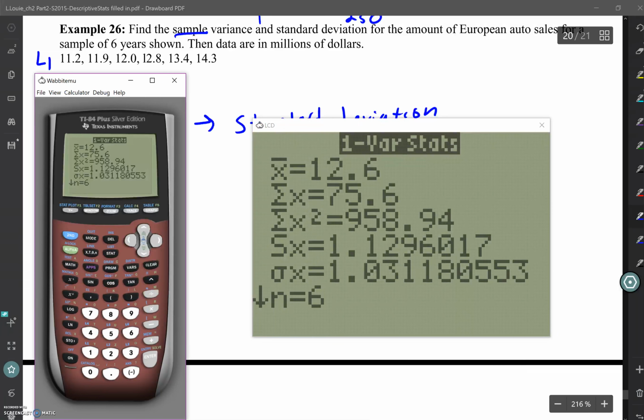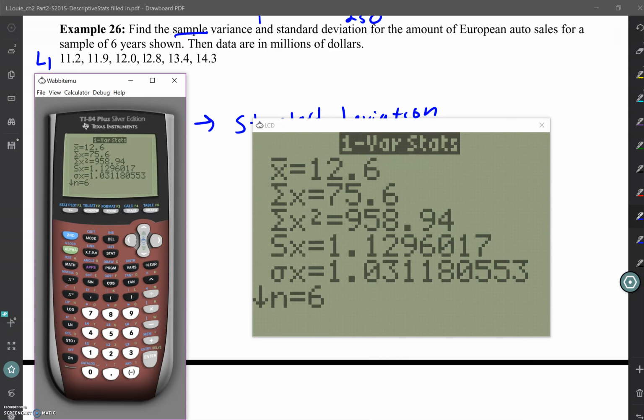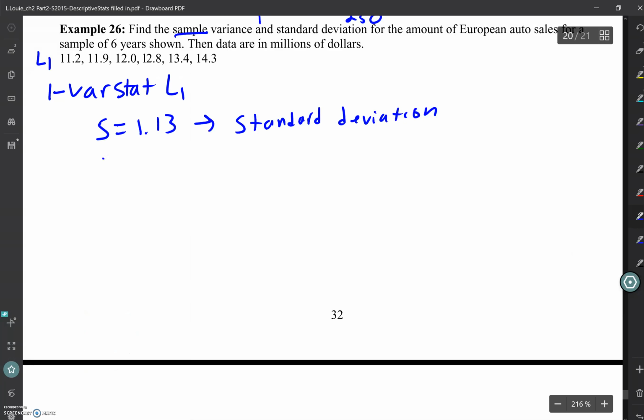Now, if we look at our calculator, it doesn't give me an S squared, right? Does that bother me? I hope not. How can I get the variance? Square that number. So the variance, which is S squared, is equal to 1.13 squared. And let's see what we get.